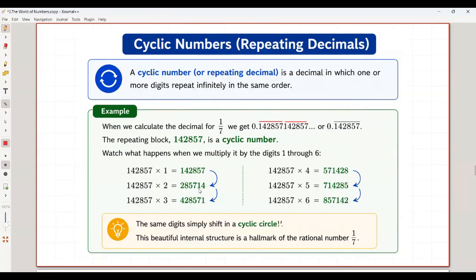Here 1 is here, 1 is here. 4 is here, 2 is here, 8 is here, 5 is here, 7 is here. We are having 6 digits, but in a different order. This beautiful internal structure is the hallmark of the rational number 1 by 7. The same digits simply shift in the cyclic circle. Cyclic number means the digits will repeat infinitely in the same order.